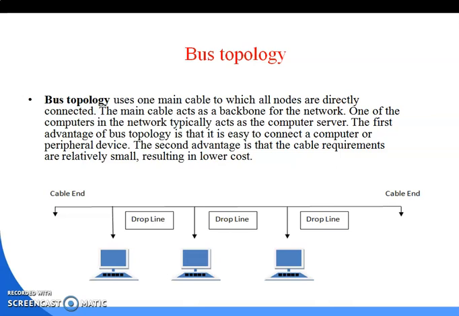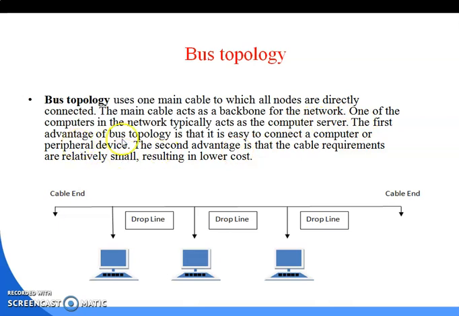In the bus topology, it uses one main cable to which all nodes are directly connected. Look at this figure, there is a main cable, right, and these are the drop lines. Through the drop lines computers are connected with each other, connected with this single backbone cable. The main cable acts as a backbone for the network. One of the computers in the network typically acts as a server.